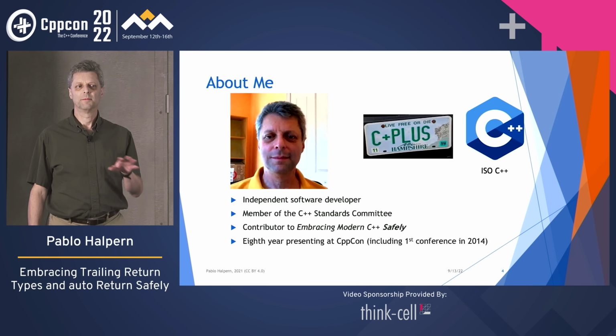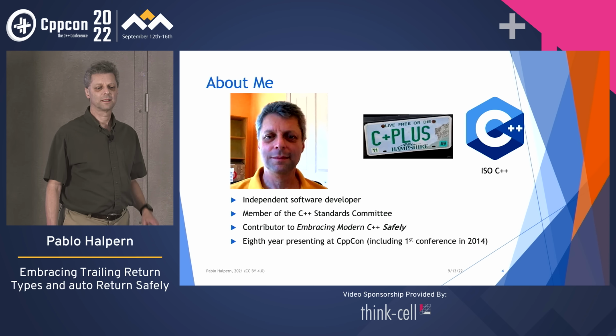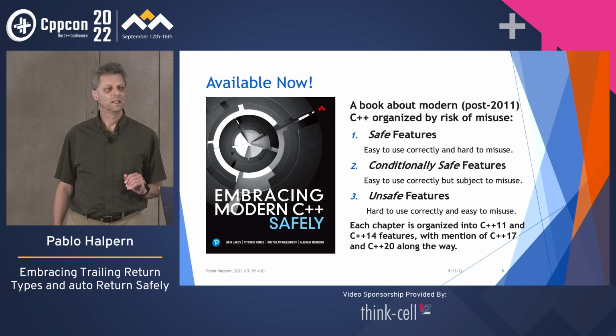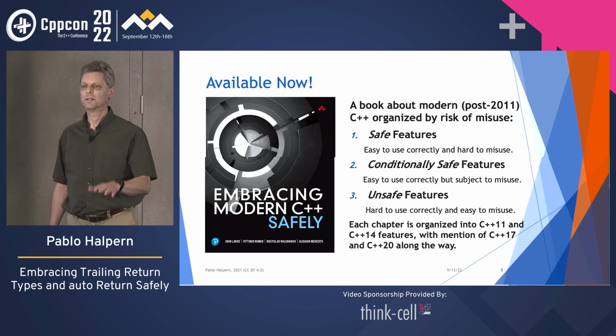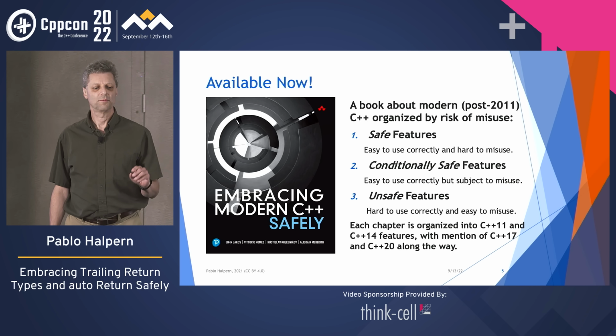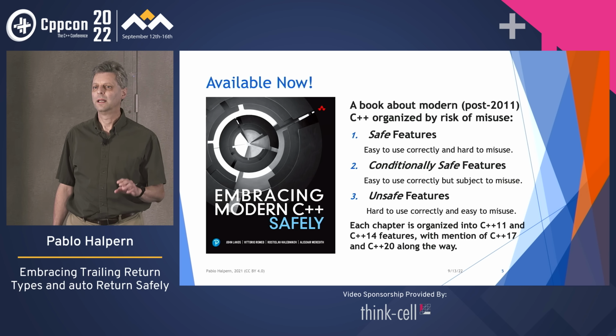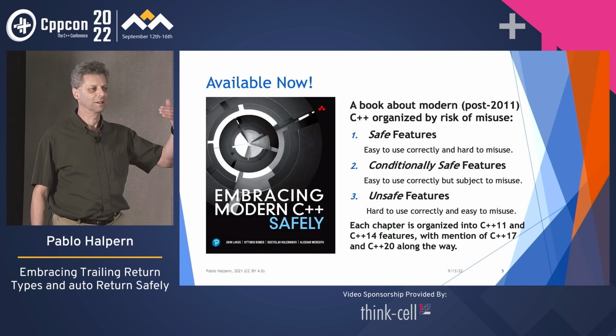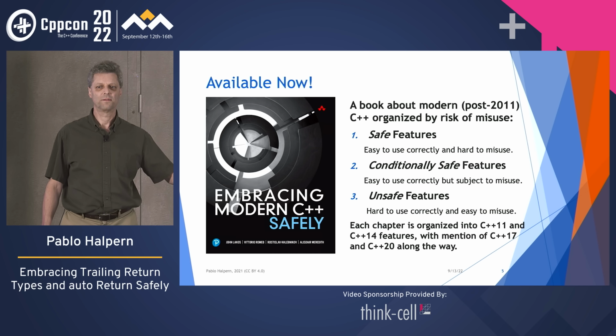And importantly, I'm one of the contributors to the book, Embracing Modern C++ Safely, which is out now. This book is about C++11 and C++14 with some references to 17 and 20 as well. It's broken up into 3 big chapters. Safe features. These are things you can just use. They're easy to use, hard to misuse. Conditionally safe features. They are easy to use correctly, but also subject to some misuse. And then unsafe features. These are the ones that are hard to use correctly, easy to use incorrectly. They all have a place in the world, including the unsafe features. It's just that when you get to the less safe features, you want to be extra careful and avoid using them when you don't need them.